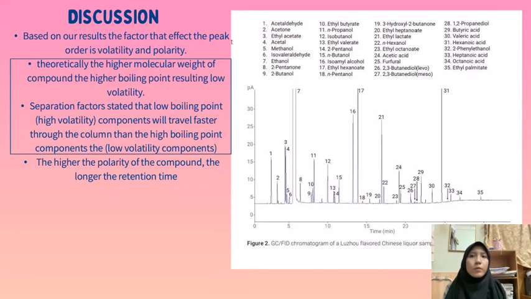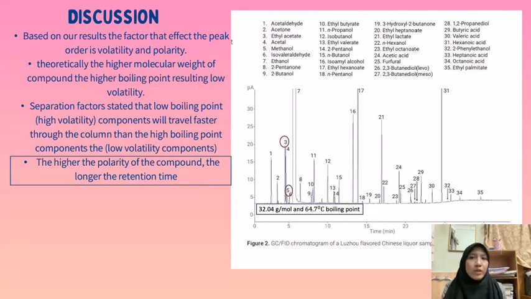But what does this information mean? Well, theoretically, the higher the molecular weight of a compound, the higher the boiling point, resulting in low volatility. Separation factors state that the low boiling point components or high volatility components will travel faster through the column than the high boiling point components or the low volatility components. Since ethyl acetate has lower boiling point, it elutes before the ethyl lactate.